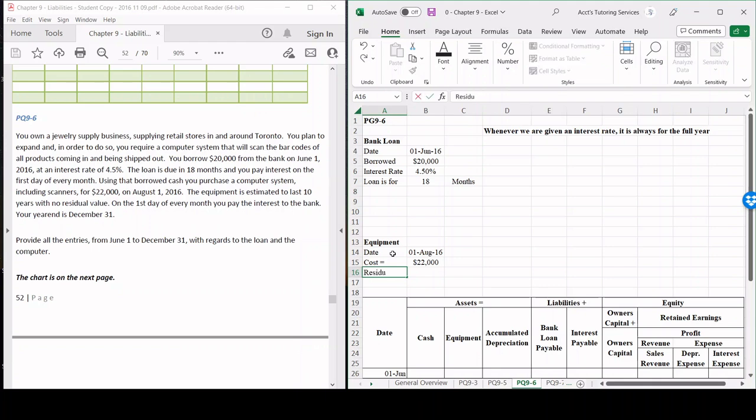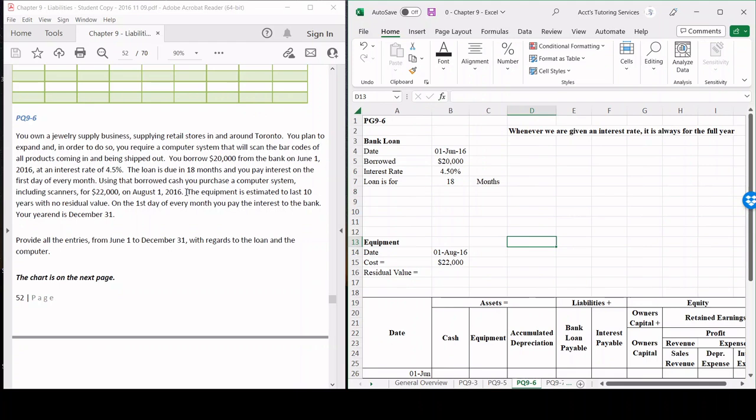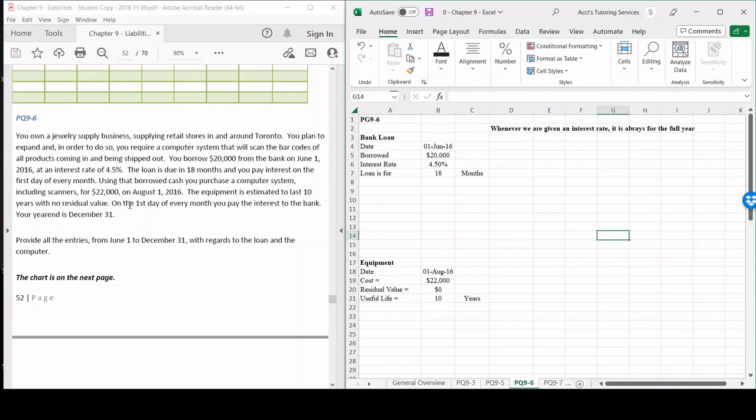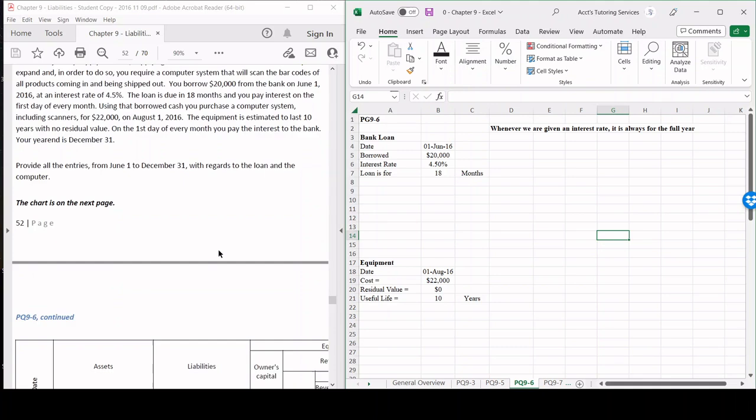The residual value. If you keep reading the question, the equipment is estimated to last 10 years with no residual value. So that's simply going to be 0, and then the useful life is going to be 10 years. On the first day of every month, you pay interest to the bank. The year end is December 31st. Provide all entries from June 1st to December 31st with regards to the loan and the computer.